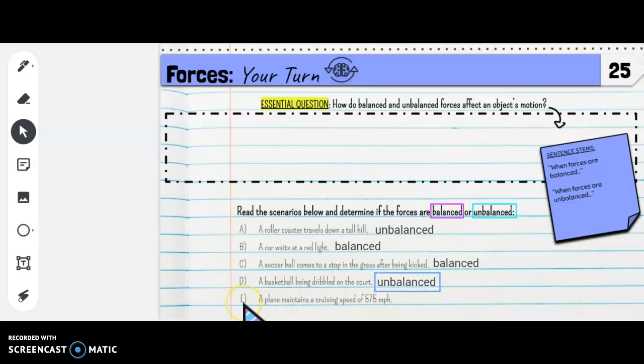And then for the last one, E, it says a plane maintains a cruising speed of 575 miles per hour. So the key word here is cruising speed. So it's maintaining a constant speed. So that means the net force would equal 0. So according to your notes, that means E would be balanced. So make sure you get those copied down, and we'll take a look at the next page. And again, you can come back and answer your essential question at the end.